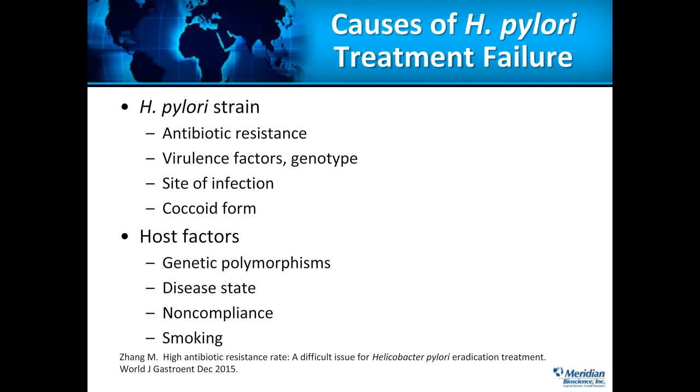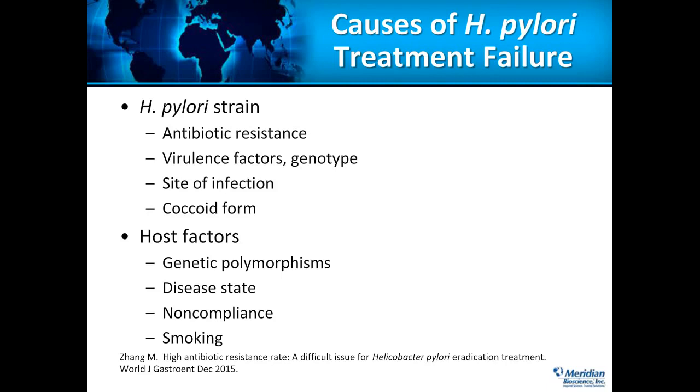Now, what are the causes for H. pylori treatment failure? The first and foremost is antibiotic resistance. We use antibiotics often and sometimes for marginal indications, and as a result, many resistant strains have developed. Virulence factors and genotypes of the H. pylori strain can also determine their susceptibility to antibiotics. The site of infection can affect sensitivity to antibiotics, and sometimes H. pylori can assume a coccoid form, which is less responsive to antibiotics. Host factors, genetic polymorphisms result in varying responses to antibiotics.